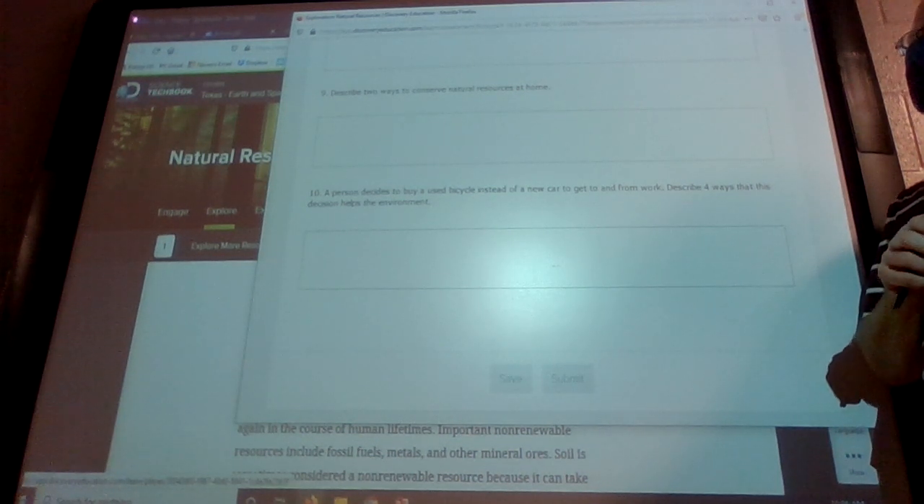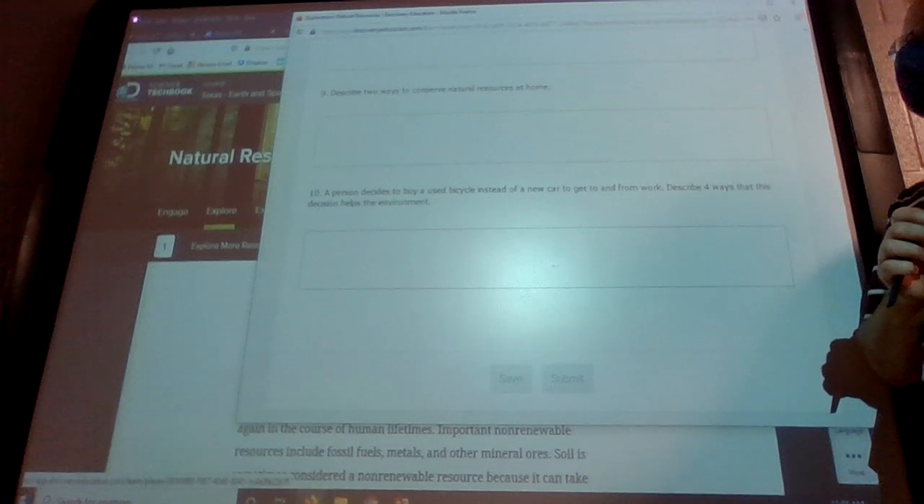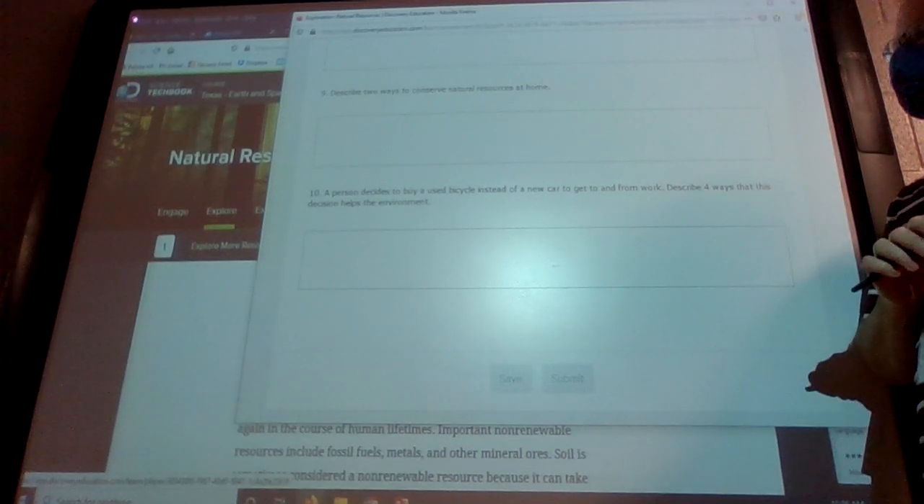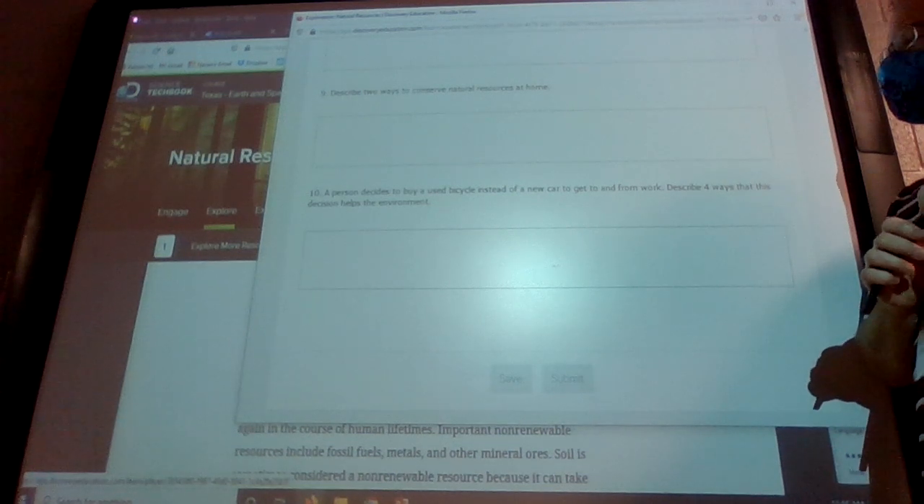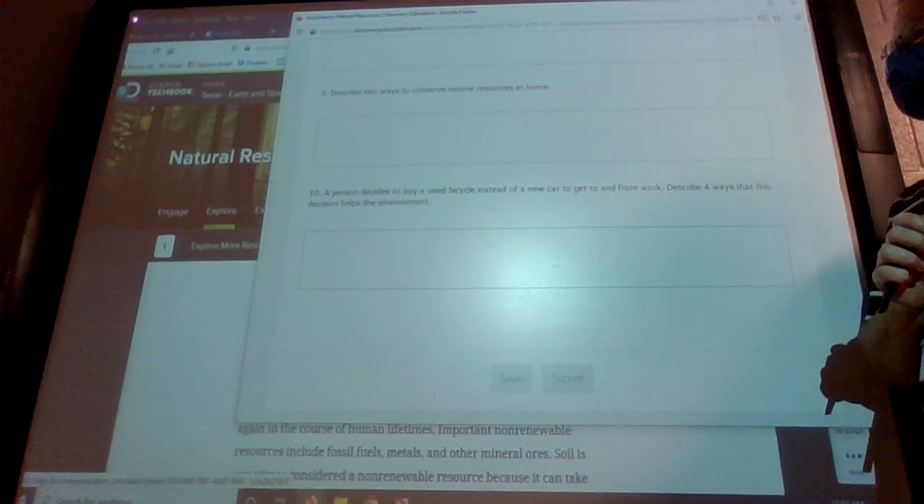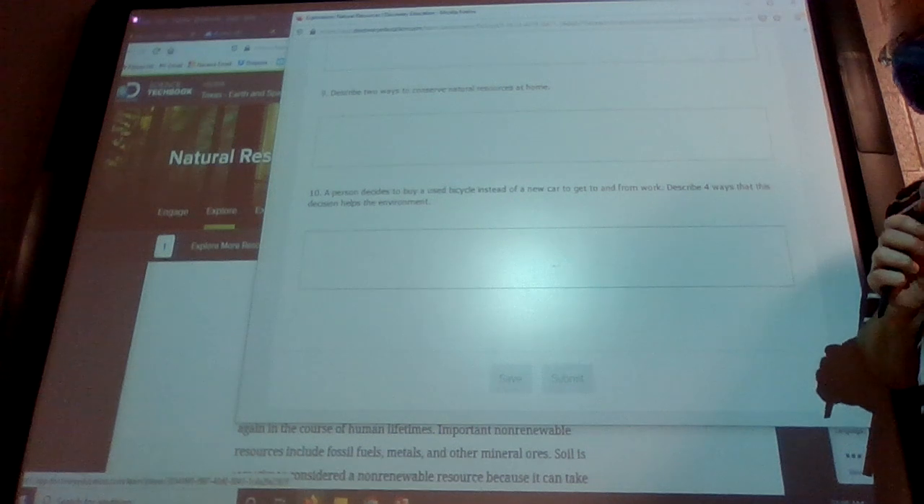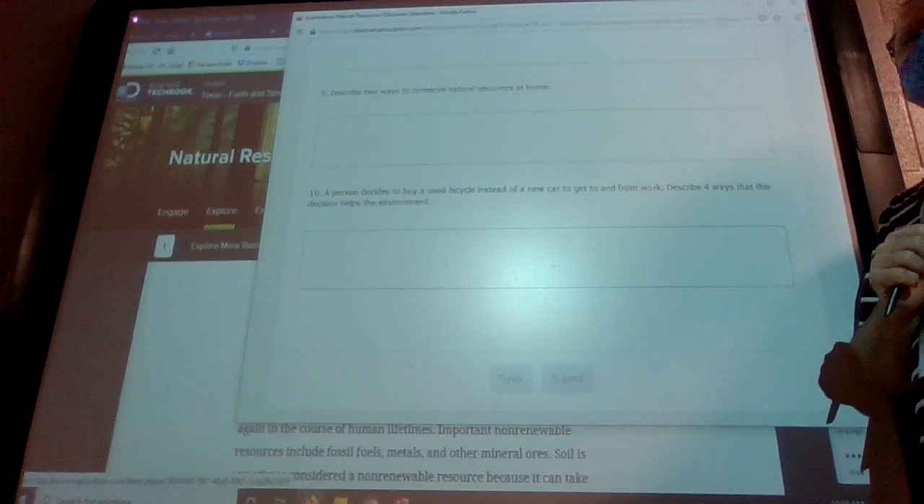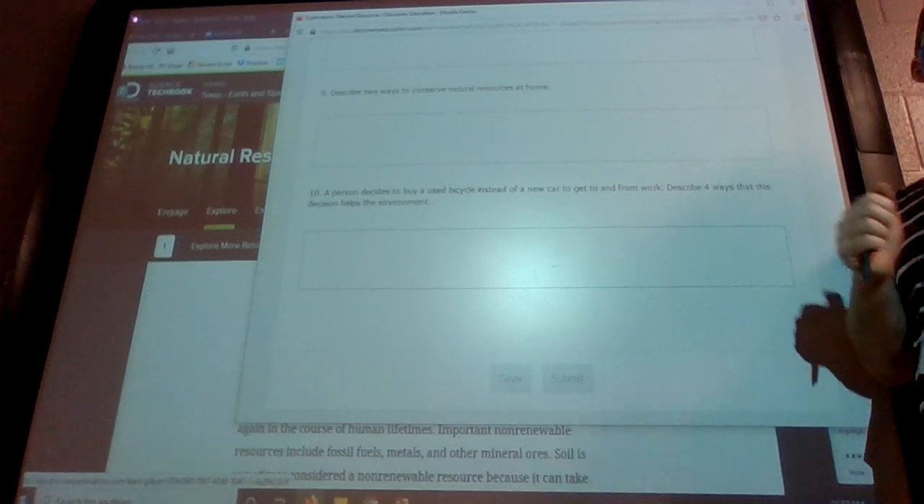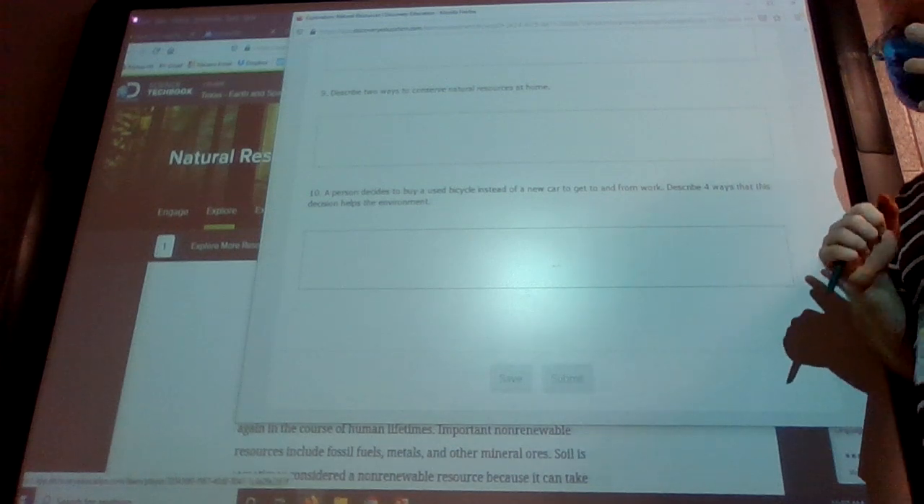Number 10, a person decides to buy a used bicycle instead of a new car to get to and from work. Describe four ways that this decision helps the environment. So what are four ways that riding a bike to work is going to help the environment?